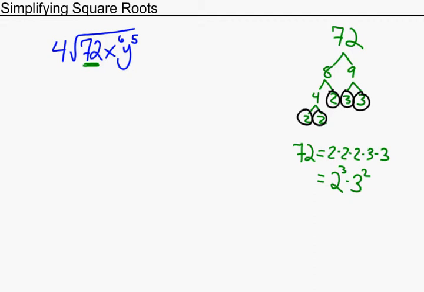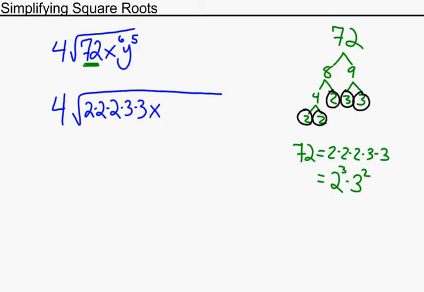So when I come back over and begin to simplify my square root, the 4 is staying outside. Underneath the square root, I'm going to write out everything that I have. Normally I wouldn't do this once I get better at the process, but for now I'm going to. So I have a 2, a 2, and a 2, a 3, and a 3. Remember, 2 times 2 times 2 times 3 times 3 is 72. And then if I have 6 x's, it would look like that, and 5 y's would look like that. I'm going to extend my square root bar.